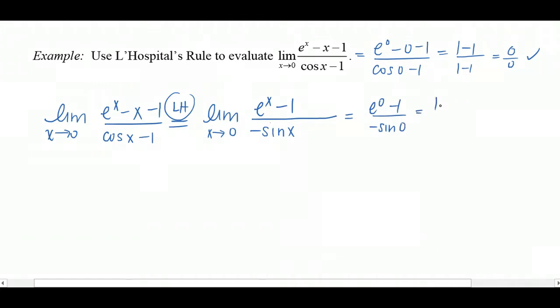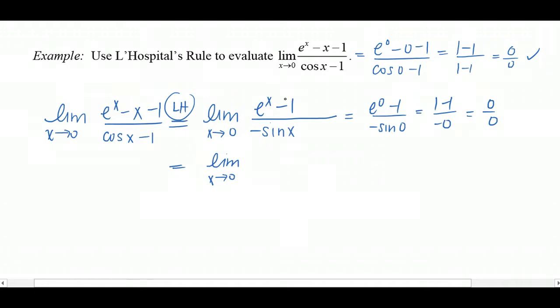E to the 0 is 1, so 1 minus 1 over sine 0 is 0. So I have 0 over negative 0, which is 0. I have 0 over 0 again, which is indeterminate. So I can use L'Hopital's rule again. So let's go ahead and try to take the derivative of the derivative this time.